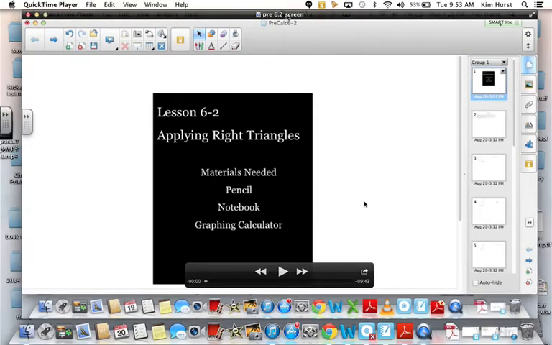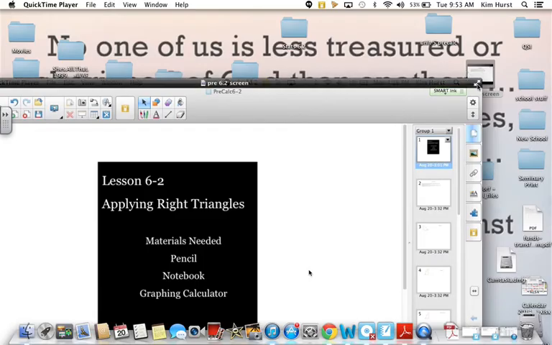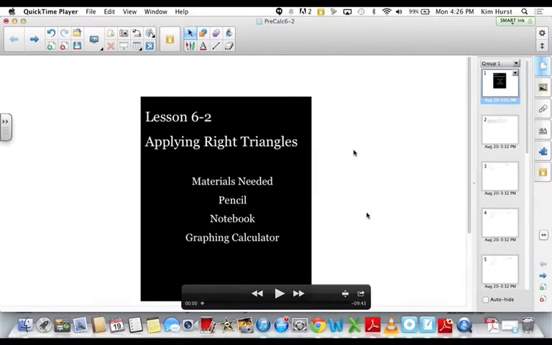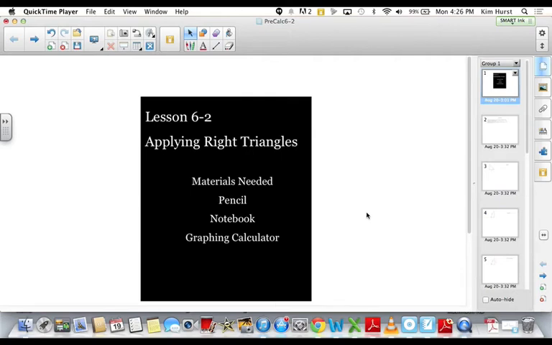Okay, so today we're going to start Unit 6, and I'm starting on Lesson 6.2 instead of 6.1 because, for one thing, it lines up with the book, and I know that that makes things easier for you. And for another thing, I kind of like to look at what we've been doing for the last several days as 6.1. So this is 6.2, applying right triangles.